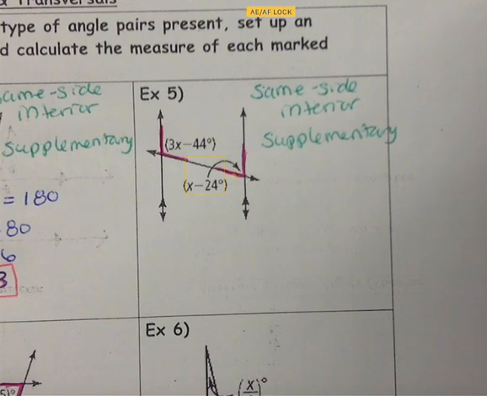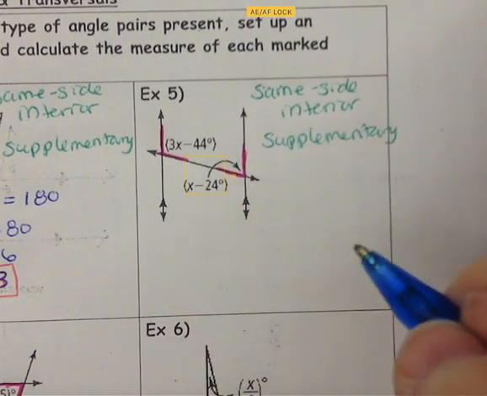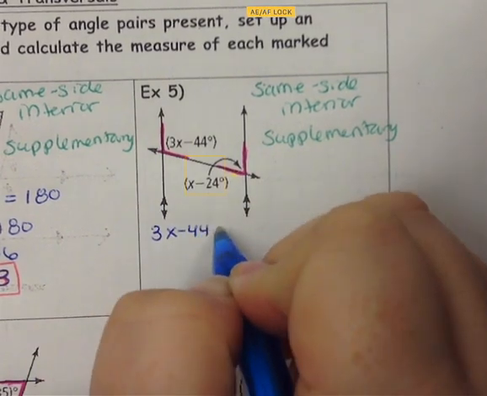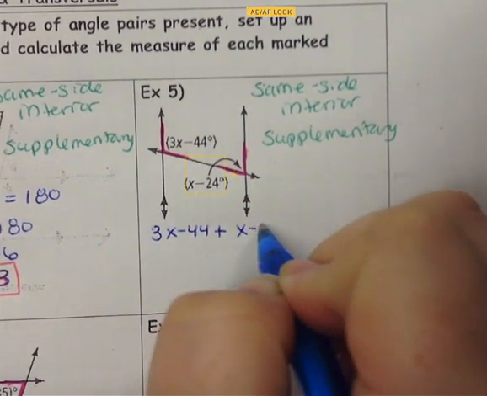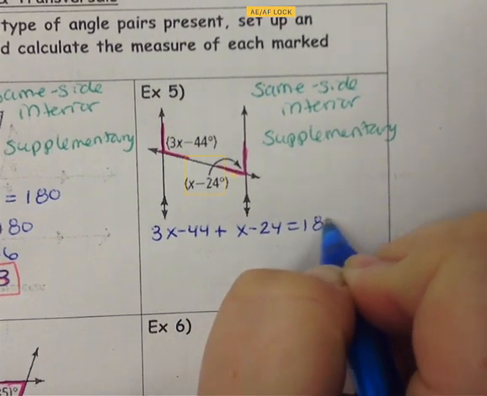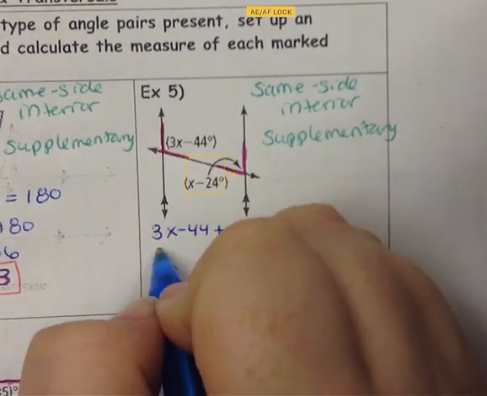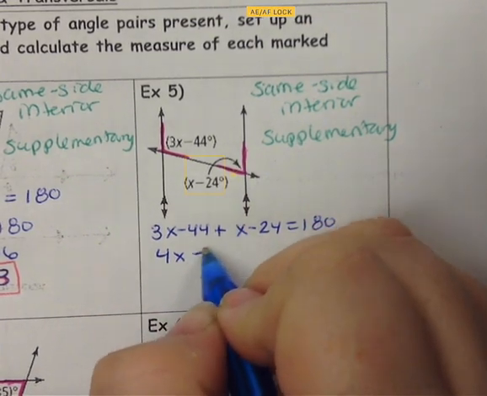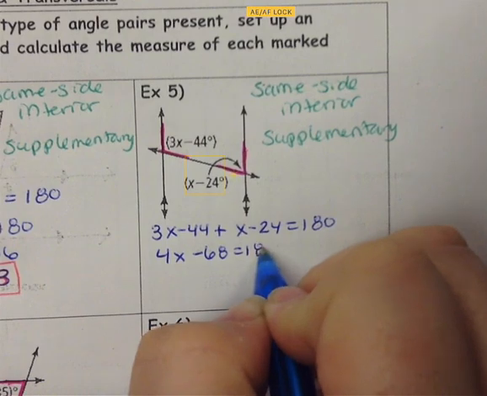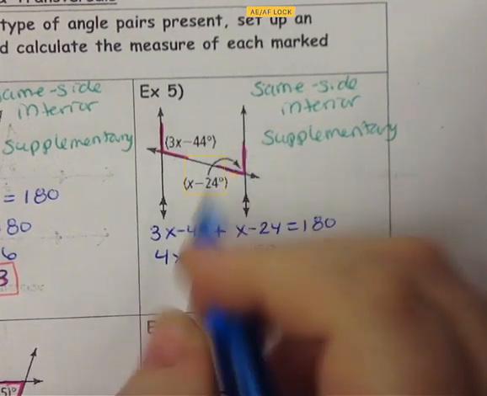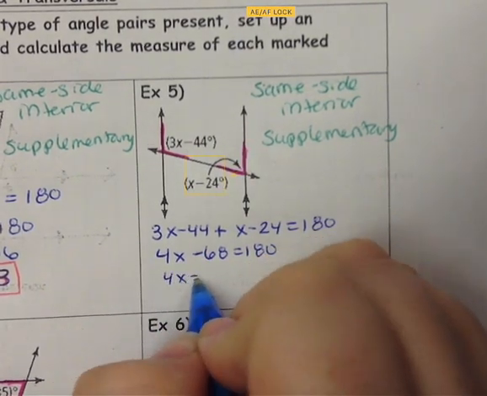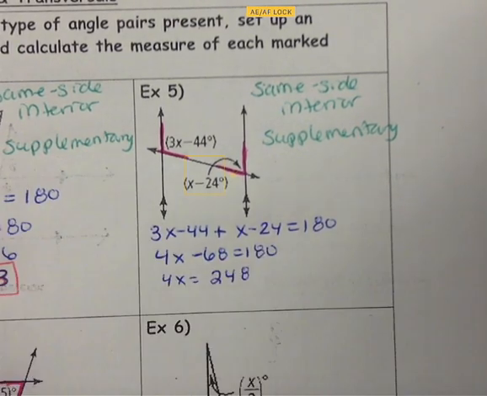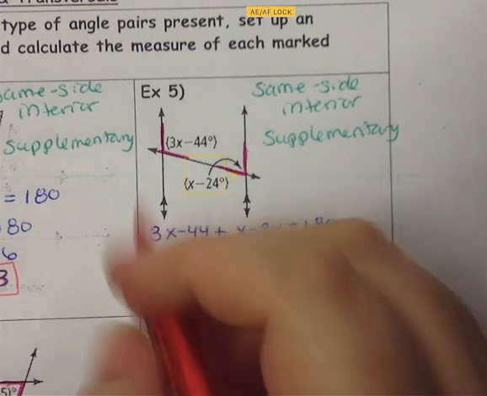So we can set the 2 angles added up to be equal to 180. So we have 3x minus 44 plus the x minus 24 equals 180. 3x plus x is 4x. Negative 44 minus 24 is negative 68 equals 180. Add the 68, we get 4x equals 248. Then we're going to divide by 4, and we'll get x is equal to 62.